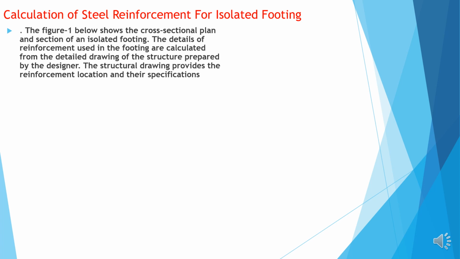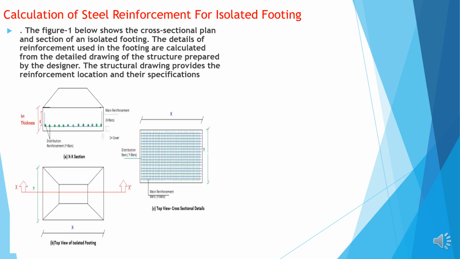The structural drawing provides reinforcement location and their specification. Here you can see this is the footing's plan, this is the section, this is the cross section where you are seeing the reinforcement. This is the x direction, this is the y direction. The x direction is the main reinforcement, the y direction shows the distribution bars. Kindly remember this sketch because we are going to discuss everything based on these sketches.